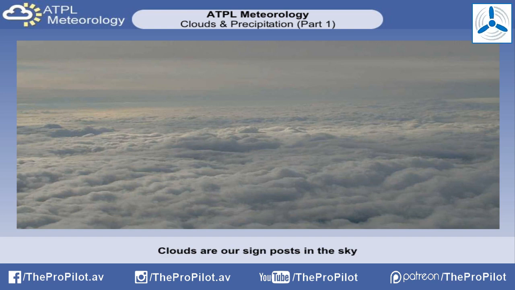Clouds form the basis of what we call weather, and certainly for aviators, they are significant indicators of what is happening within the atmosphere. So it is important to recognize the signs that are in the sky. But how are they formed in the first place?